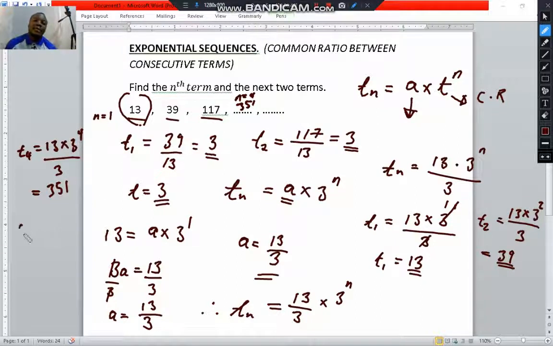We can also find T5, which is the term that is supposed to be there. It's just going to be 13 over 3 times 3 to the power of 5. If we do that nicely, we are going to find 1053. So these are our terms here. If we look at them nicely, you notice that they also obey the common ratio rule. If you divide 1053 by 351, you would get your r to be equal to 3.